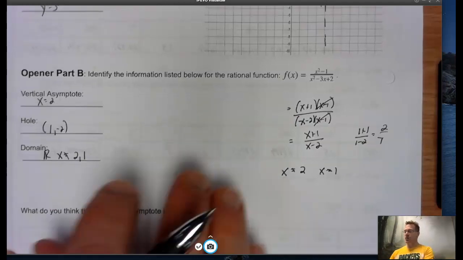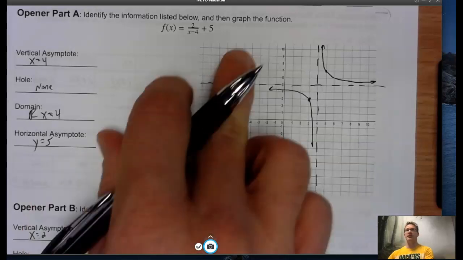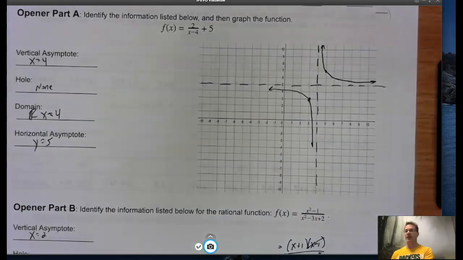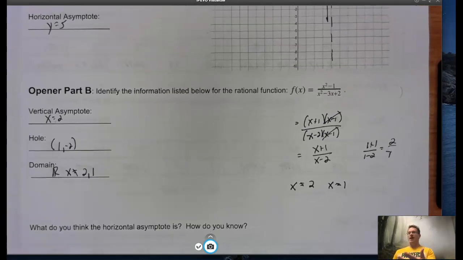Now notice, when we did this in HK form, we know where the horizontal asymptote is. So we can see that it's our k value up here, y equals 5. Now, here's a big part of what we're going to talk about today. How do we find that horizontal asymptote when we're not in HK form?